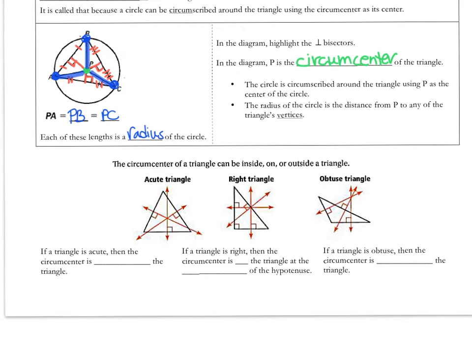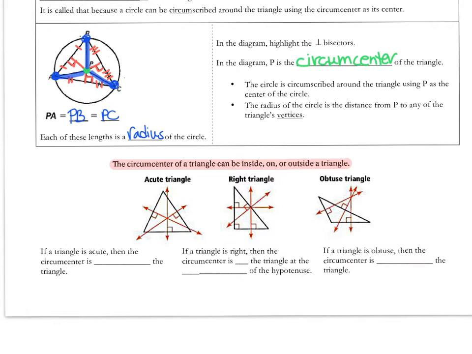Now, for triangles, every triangle you can draw the three perpendicular bisectors, but the kind of triangle will determine where that circumcenter, that point of concurrency, will lie. So the circumcenter of a triangle can be inside, on, or outside of the triangle, depending on what kind of triangle it is. So here's an acute triangle.